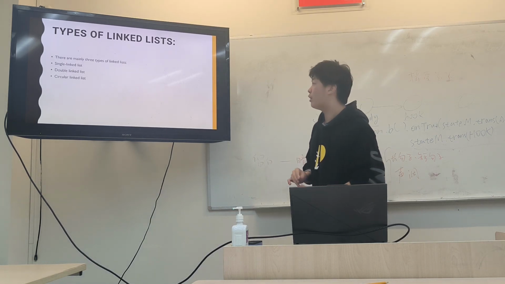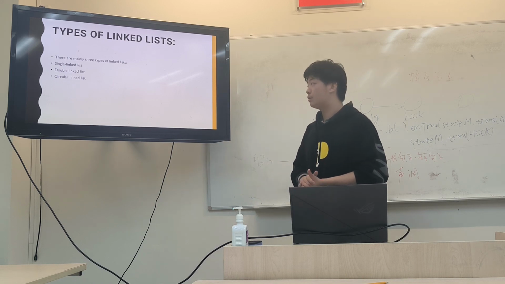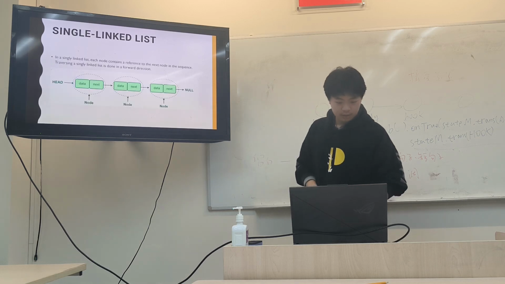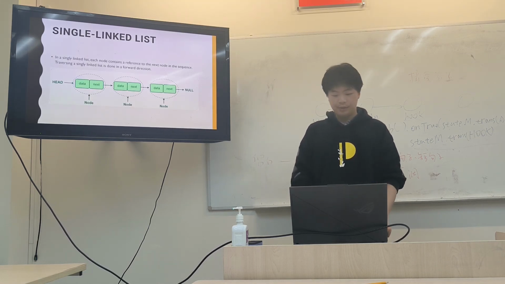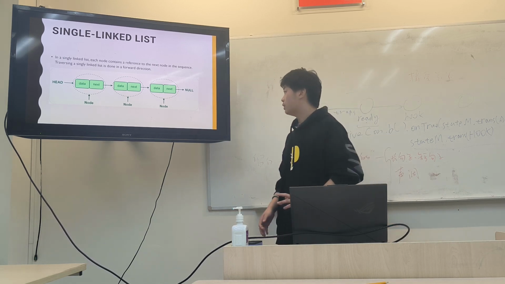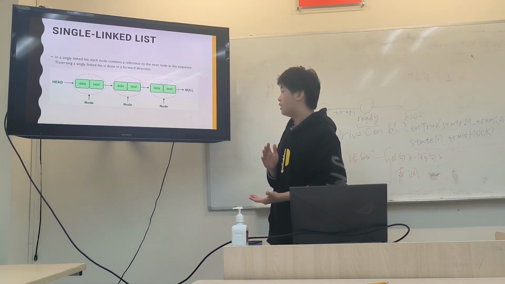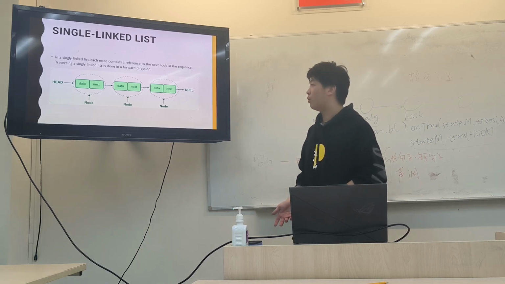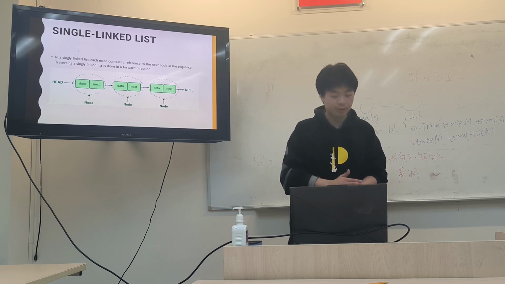So here are the three common types of linked list, which are single linked list, double linked list, and circular linked list. For single linked list, each node contains a reference to the next node in the sequence. This is the type of linked list we talked about a moment ago. In a lot of cases it is the most commonly used one.